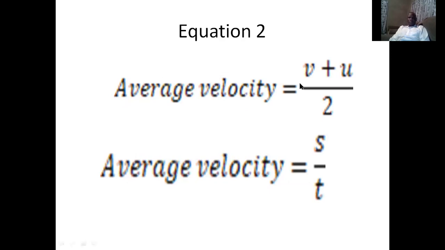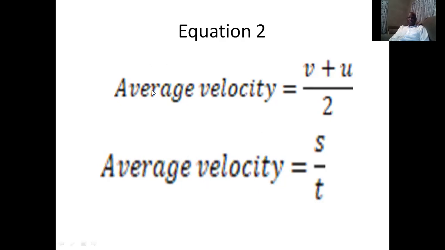The second equation is stated as follows. Average velocity is equal to final velocity plus initial velocity over 2. Here we are looking at the mean of these two velocities, that is the velocity at the end plus the velocity at the starting point divided by 2. And we also know that average velocity is equal to displacement over time. S here stands for distance or displacement.